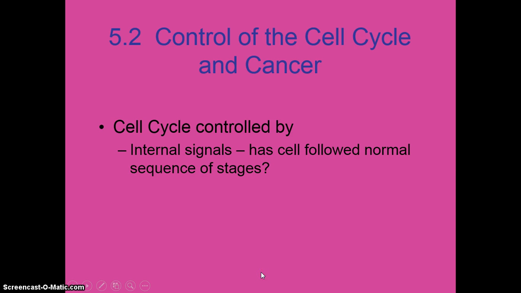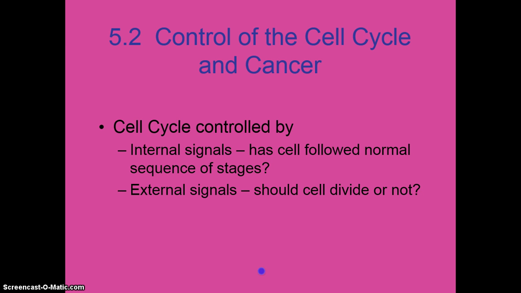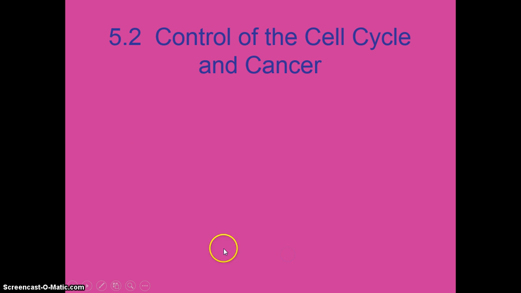5.2 deals with the control cycle of the cell in cancer. So the cell cycle is controlled by internal and external signals. Internal signals: has the cell followed the normal sequence of stages? If it has, then that's great, it'll keep going. But if the cell did not follow a normal sequence of stages, it's going to stop a lot of times and have a problem, or it will go through apoptosis. There are also external signals: should the cell divide or not, and the body's response to that question.